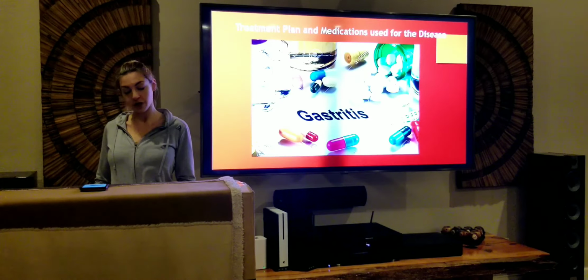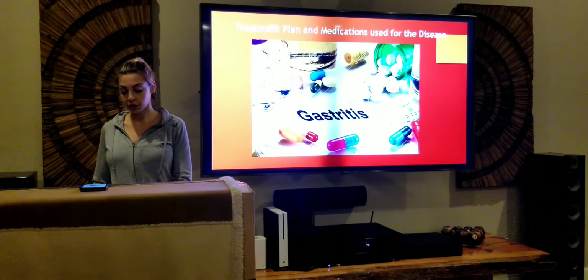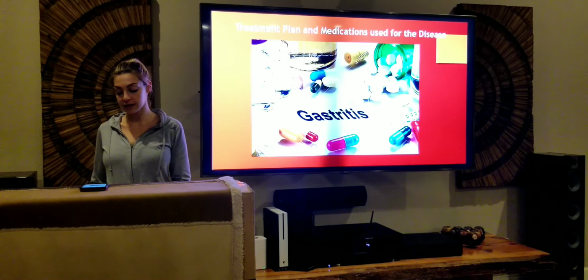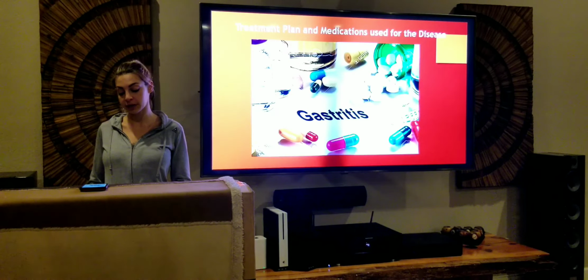Treatment plan and medications for this disease. The priority with treatments is to treat the underlying cause. Drug therapy focuses on reducing irritation of the gastric mucosa and providing symptomatic relief. H2 receptor blockers such as ranitidine or proton pump inhibitors such as omeprazole reduce hydrochloric acid secretion. Other medications include antacids, antibiotics such as Flagyl or amoxicillin to treat microorganisms, and anti-emetics such as ondansetron for nausea and vomiting.